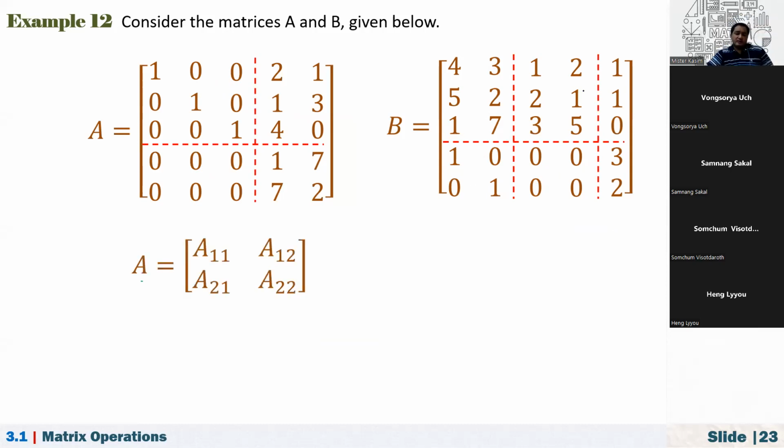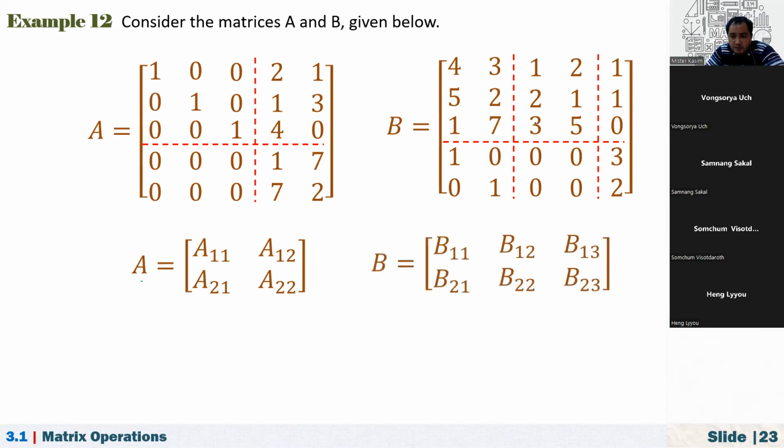Now if we write this as blocks, each block is a matrix. The first one will be A11, A12, A21, A22, because A has four blocks, or four partition matrices. And B will have six: B11, B12, B13, and B21, B22, B23. And we know these matrices: A11 is an identity matrix, A21 is a zero matrix, and here we have B21 as an identity matrix, and B22 is, what is it?